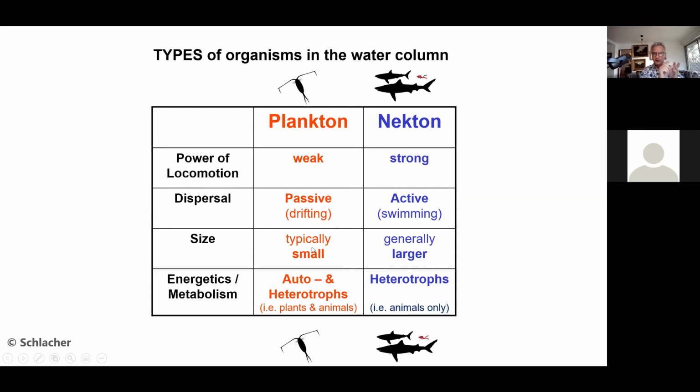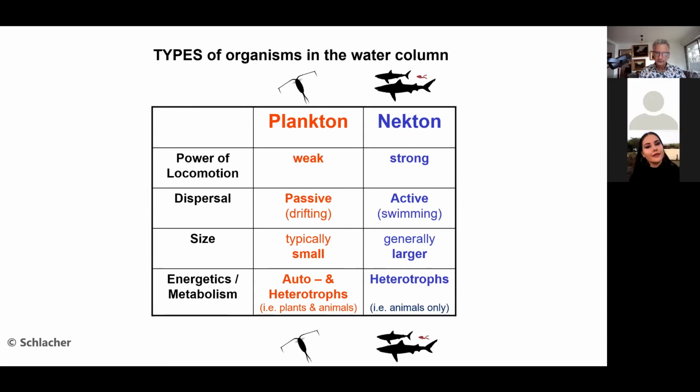We're talking about a few millimeters to a few meters in a few very rare planktonic organisms. Whereas those ones, the nekton, are the active swimmers, and they're generally larger. In the plankton, we find plants and animals, whereas the heterotrophs, or animals only, are the sole constituents which make up the nekton. So basically, nekton is sharks, turtles, whales, fish, squid, seals, and we're going to deal with that in the next lecture. Or let's see how far we get today.